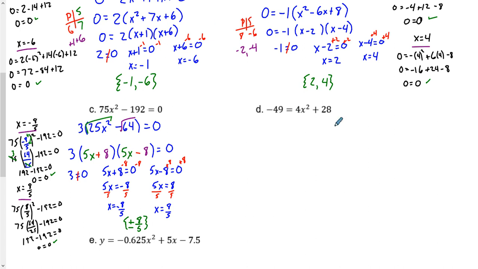And I can tell I already have another typo. That should be a 28x. Sorry. So I'm going to add my 49. So I got 4x squared, adding 28x, adding 49. There's no greatest common factor, so we're going to have to do some complex factoring. Our product and sum, 4 by 49, it's 196.